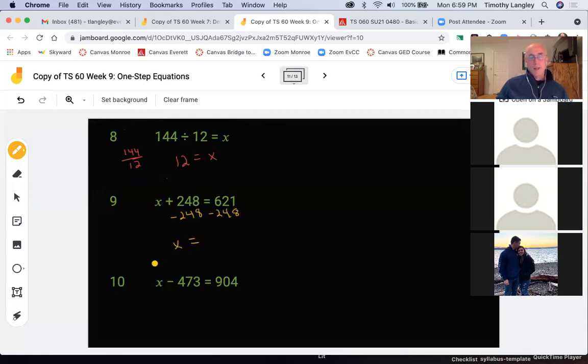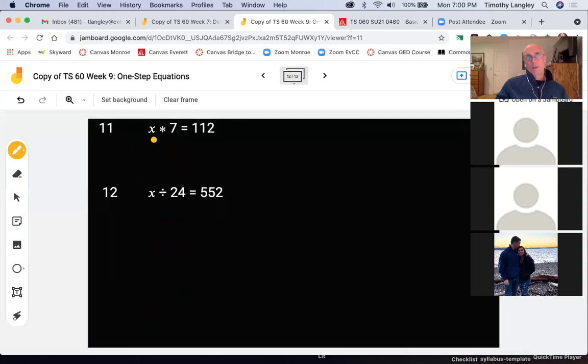All right. Here's X minus 473. What's the opposite of minus? Adding. So if I add 473 to this side, I have to add 473 to this side. And that will give me X equals 1,377. Okay. Hopefully you're starting to kind of get this.